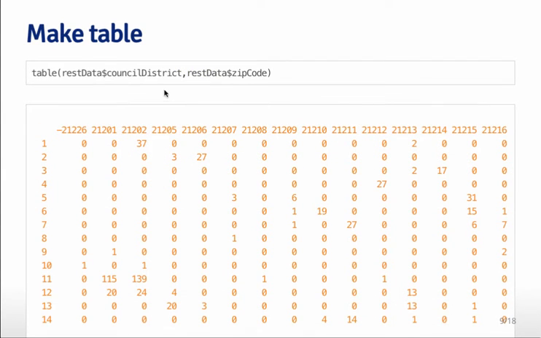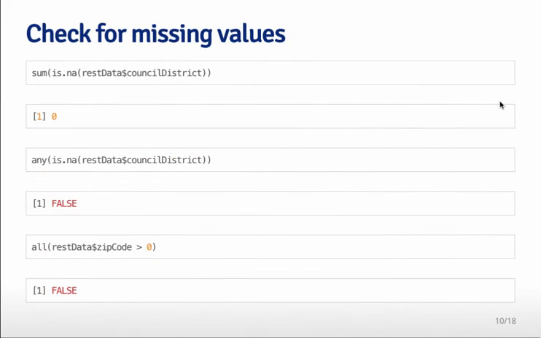You can also make two-dimensional tables. So in this case, I'm again using the table command, and now I'm passing it two variables, the council district and the zip code. And so now it breaks down a table that's two-dimensional by zip code and by district. And so, for example, you see that District 2 has 27 restaurants in the 21206 zip code. And so you can do this for different qualitative variables and get a sense of the relationship between those variables.